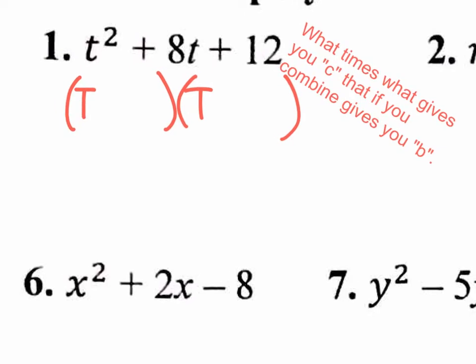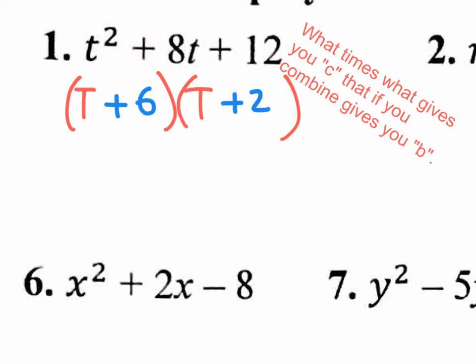So for example, if you don't see it right off the bat, what times what is C, positive 12, that if you add together gives you positive 8. Anybody see it already? 6 and 2, that's right. So you just put positive 6 in here, positive 2 right there, you're done. That's it. All you do is think what times what is C, that if you combine together is B.